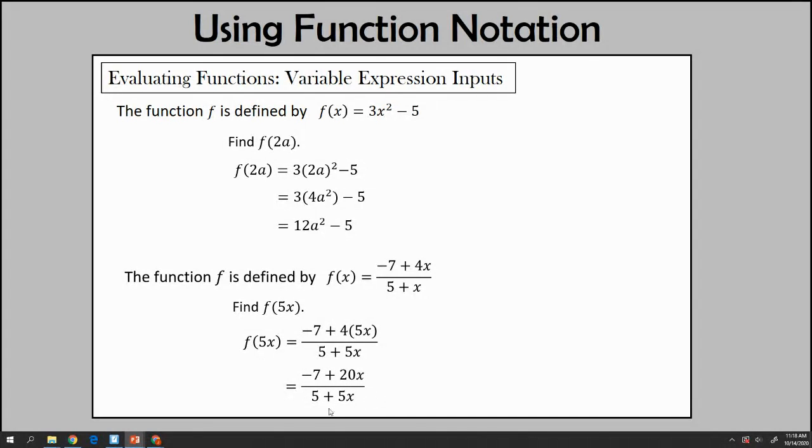We can't add these two together. They're not like terms. One's got an x, one doesn't. They're different. Up here, -7 and 20x, they're not like terms. Okay, I can't add these together. We can't do any canceling because you can only cancel when you have products in the numerator and denominator. These are sums, so I can't do any canceling. So this is my final answer right here. I just leave it like this.